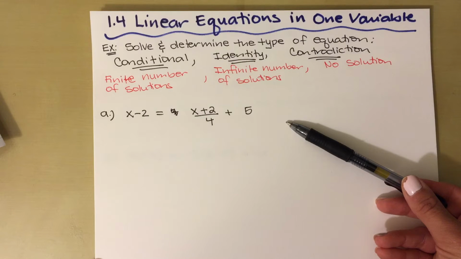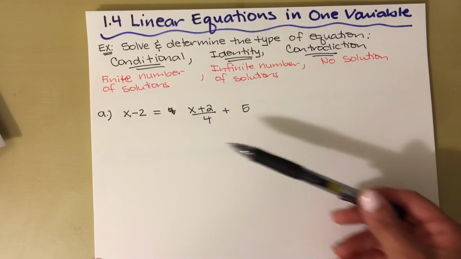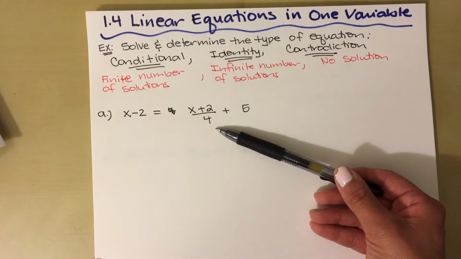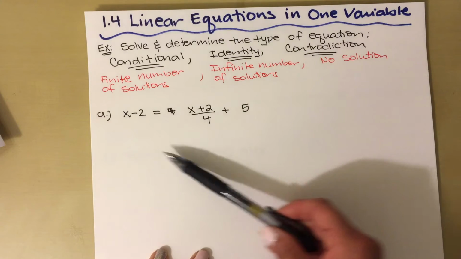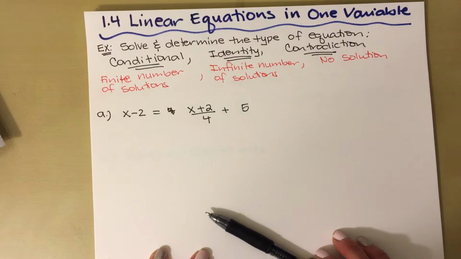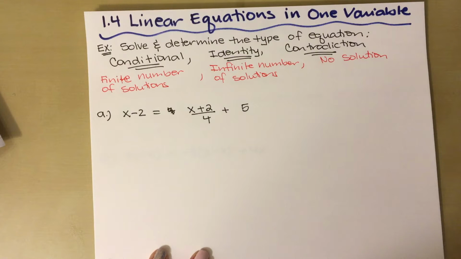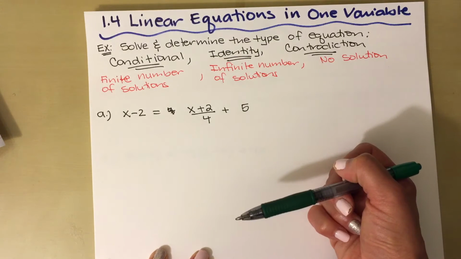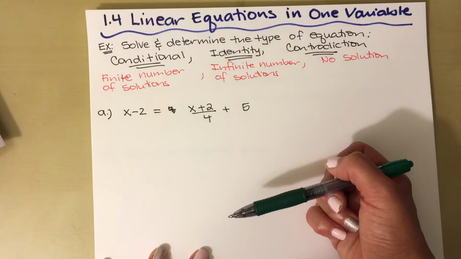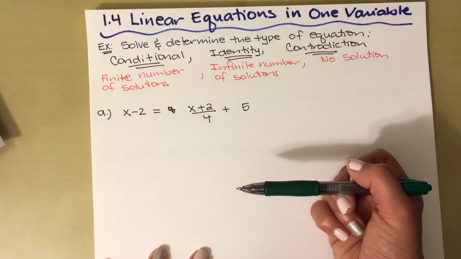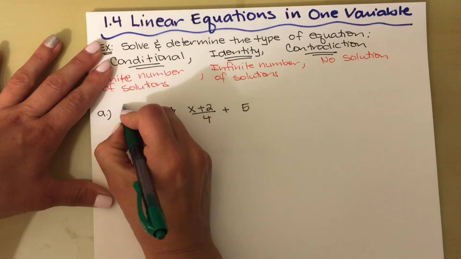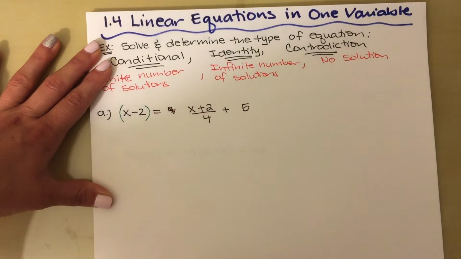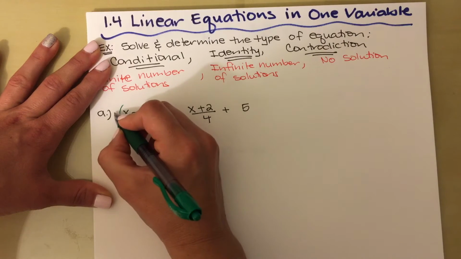We want to isolate x. There is a fraction. We can eliminate the fraction by multiplying every single part of the equation by the common denominator. Since 4 is the only denominator, we're going to multiply everything by 4. Make sure you understand that you have to multiply every part of the equation. We need to use parentheses on the left side because we have to use the distributive property.